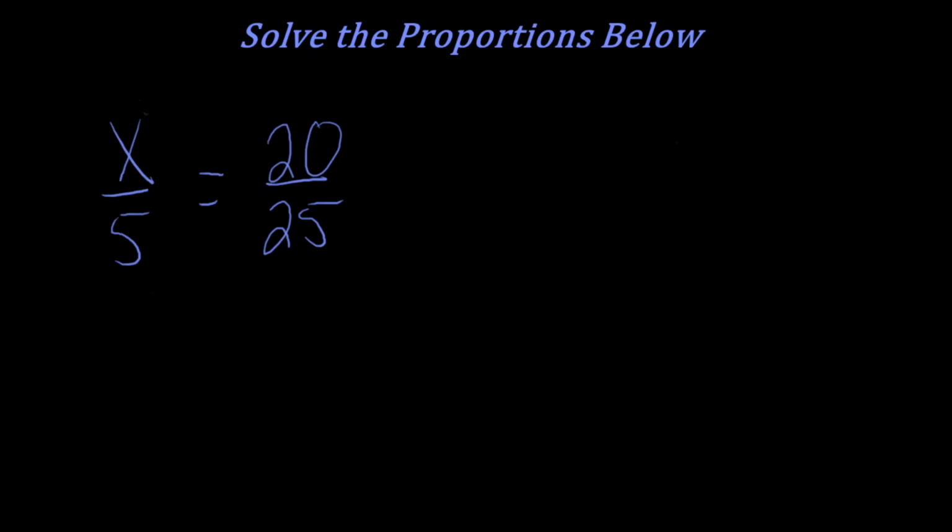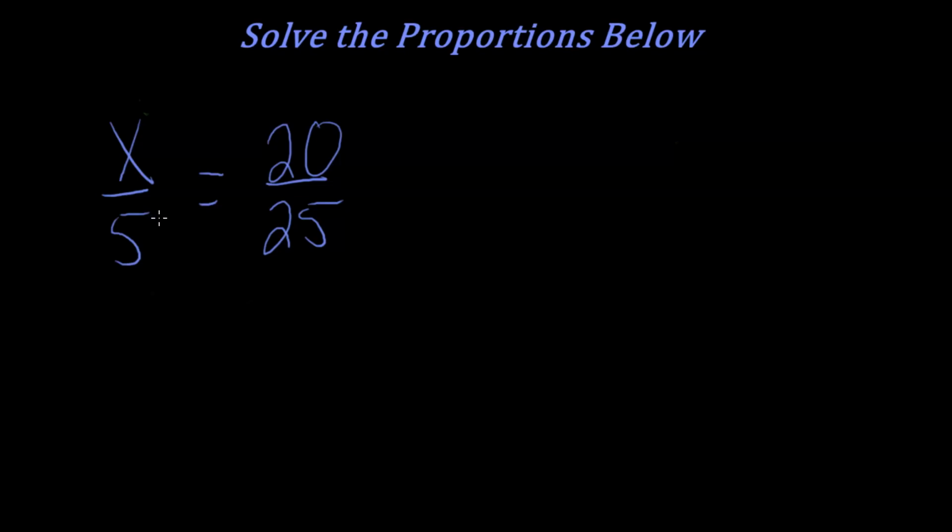Hello, math students. This video is going to be on how to solve proportions. So the proportion we have here is x over 5 equals 20 over 25. What that is saying is that the ratio from x to 5 is the same as the ratio from 20 to 25. There are multiple different ways you can go about solving this. I'm going to go over two of them.